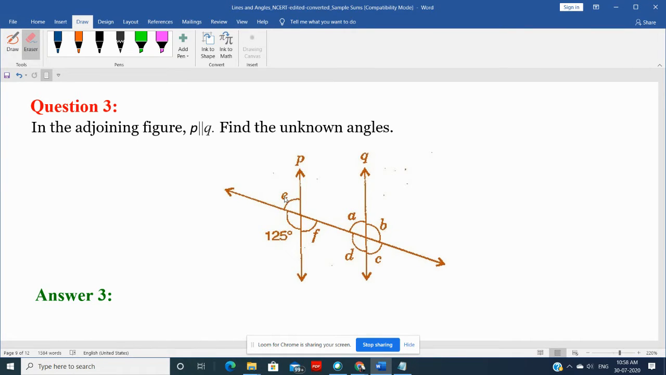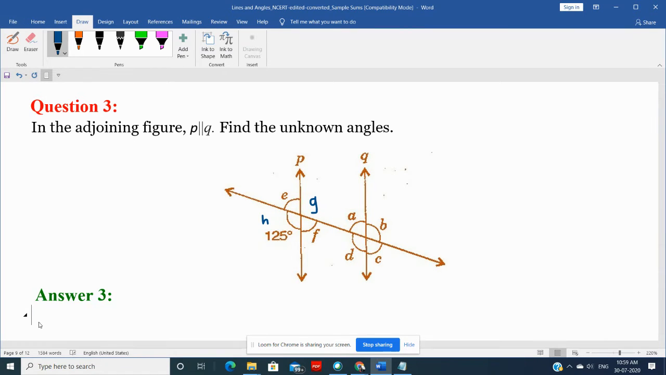So unknown angles means all these angles which they have given name like A, B, C, D, E, F. Alright, so let's give them name A, B, C, D, E, F. Let's give it G and let's keep it H. Why? Because it becomes very easy for us to represent them in our sum. We don't have to write all these angles. Instead, we'll just write angle E, angle G like that.